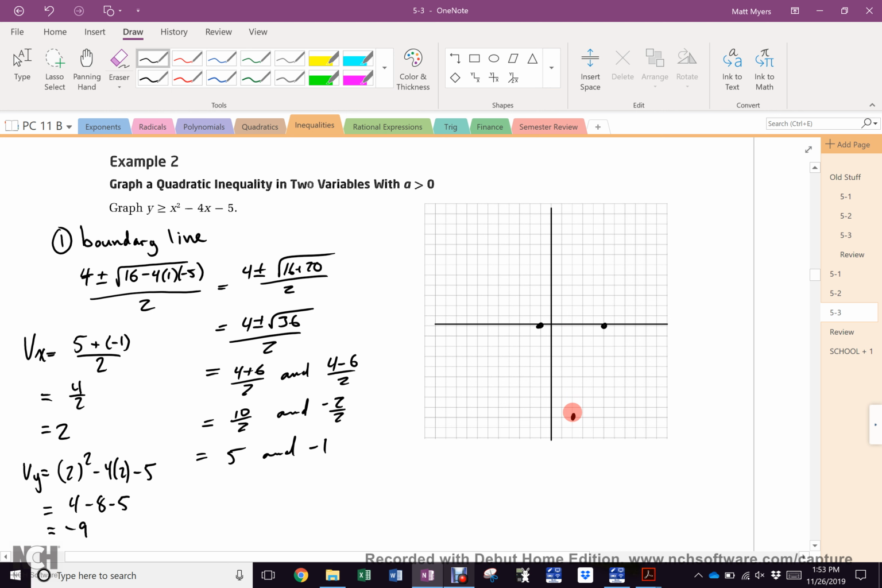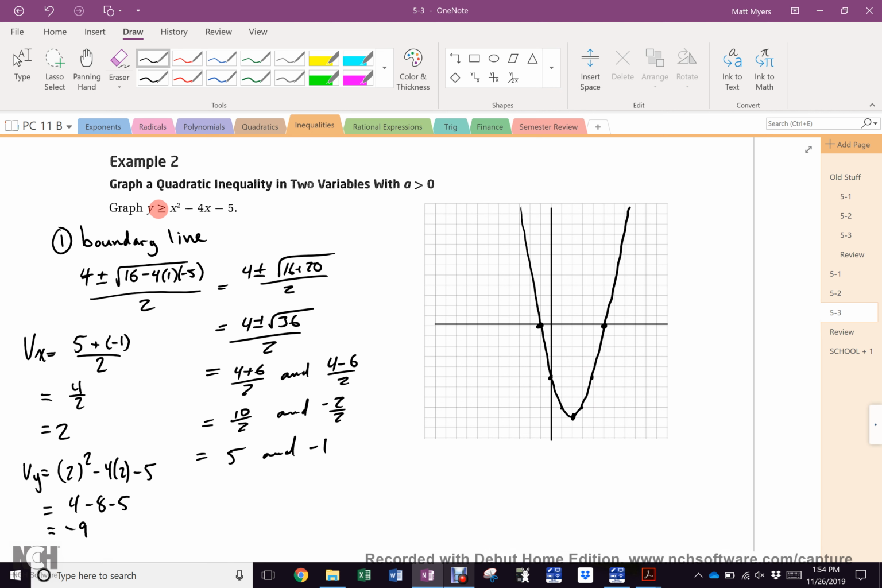Everyone agree? It's a lot of work, but we're there. Does it have a stretch factor? No. So 1 and 1, 2 and 4, and dotted or solid? Solid. Greater than. What's our guess for shading? Above, which would be in this case inside, yes?